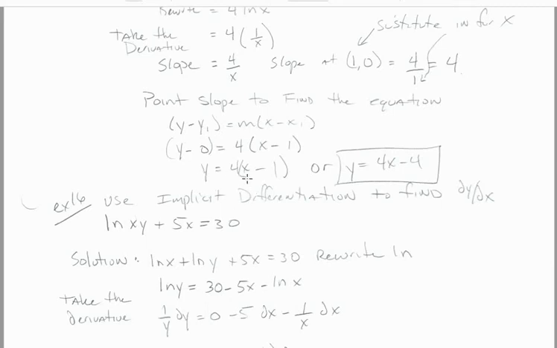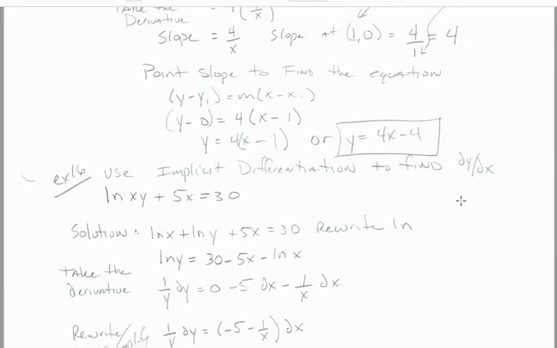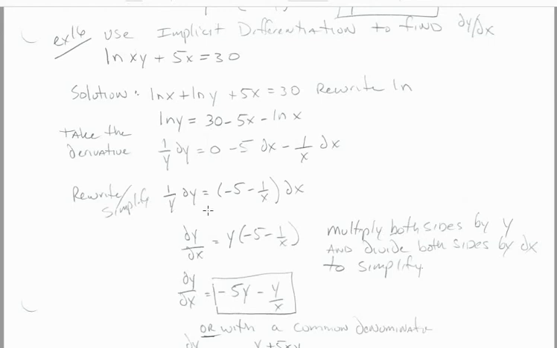So our equation of the tangent line is going to end up being 4x minus 4 when we solve the algebra. Alright, example 16, we're going to do implicit differentiation.